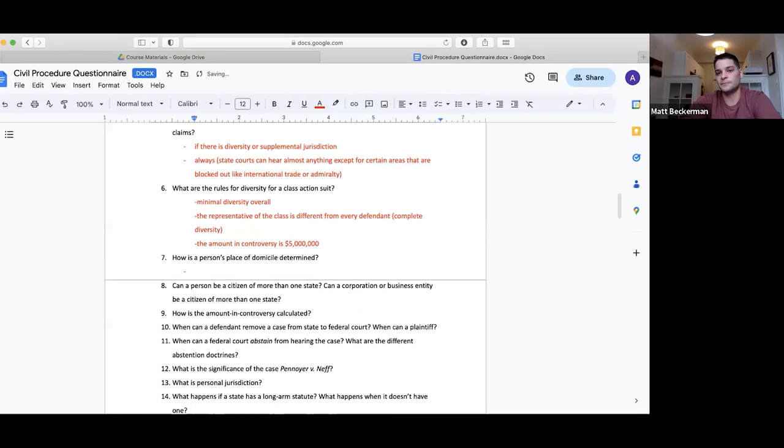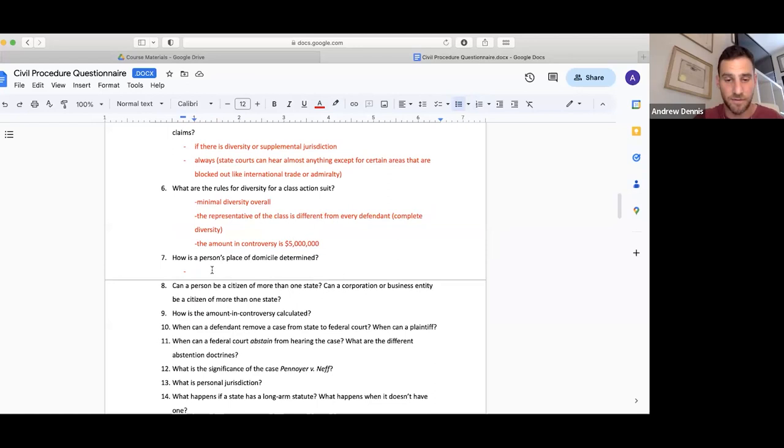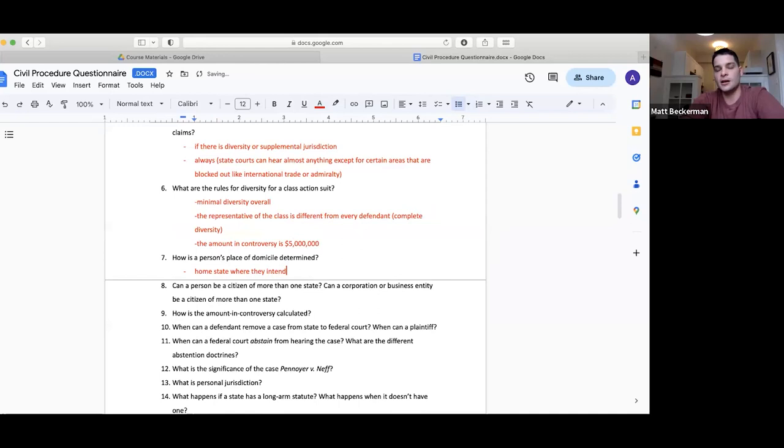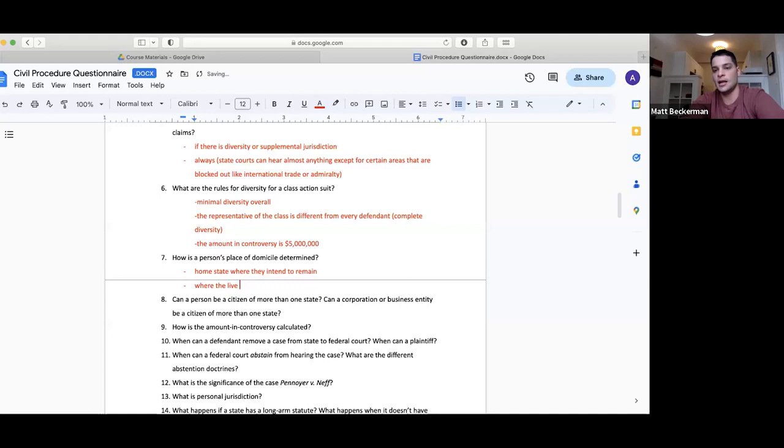All right. How is a person's place of domicile determined? This definitely comes up. This is one of the most fun parts of Civ Pro. Home state where they intend to remain. There's a subjective component and an objective component. It's the place where they live, where they reside, and where they intend to reside indefinitely.